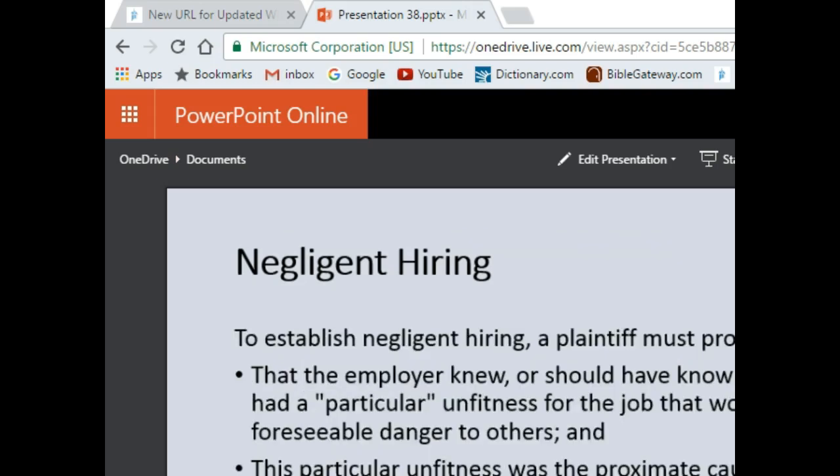To establish negligent hiring, for example, a plaintiff, that's the person who's been injured by the actions of the employee, must prove that the employer knew or should have known that the person hired had a particular unfitness for the job that would create a foreseeable danger to others. Now, foreseeability is the key.